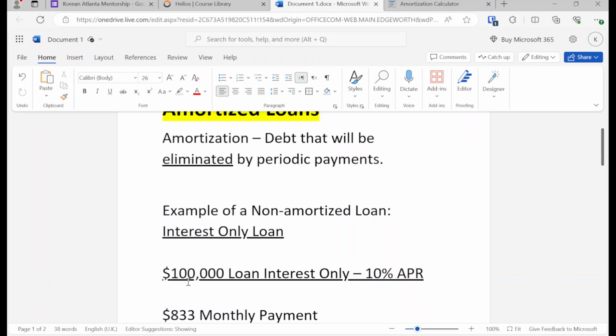So that's all amortization means. A 30-year loan is an amortized loan just as long as, over a time period, it's being eliminated. So don't get that confused, all right?